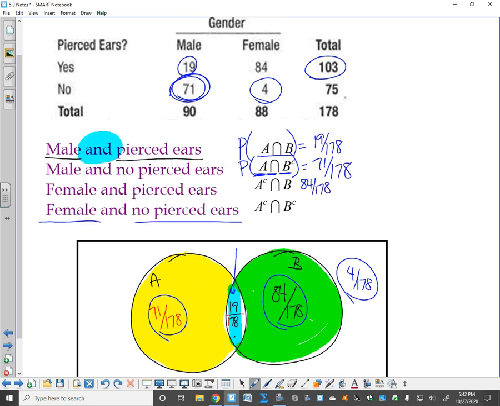All right, female and no pierced. Now remember, I circled these two. These two are both your female because we are outside the A bubble. And intersection, not pierced. So B complement. Well, that's those guys.